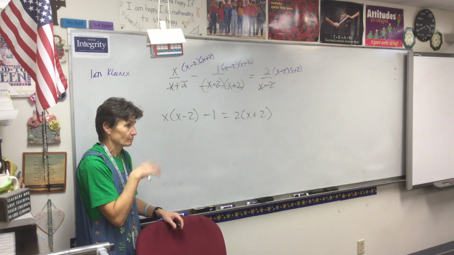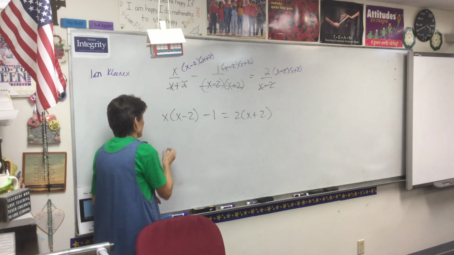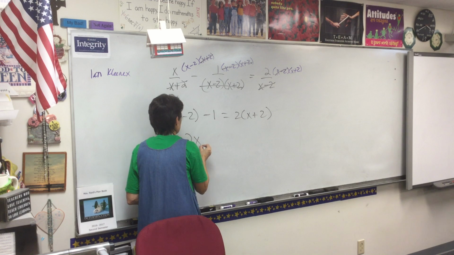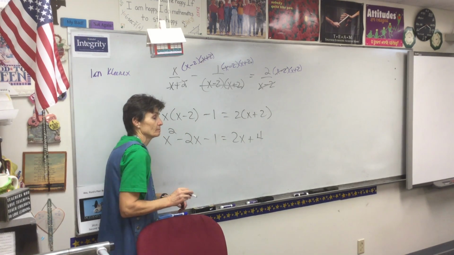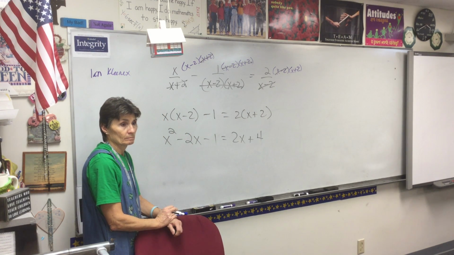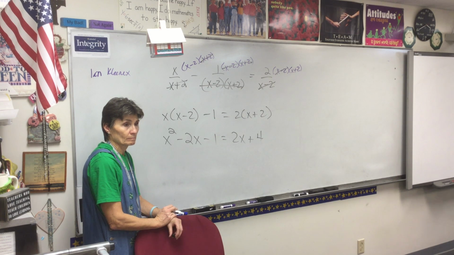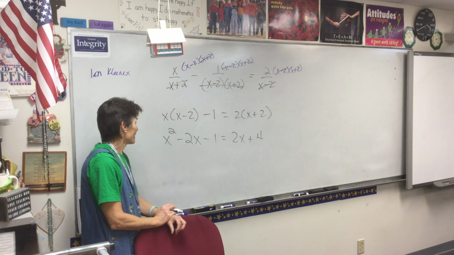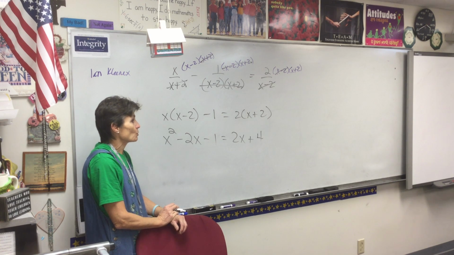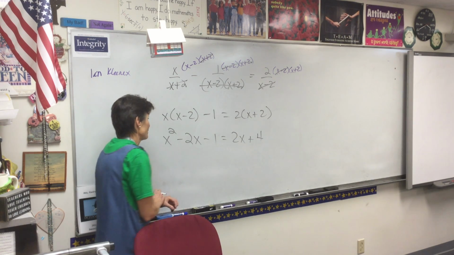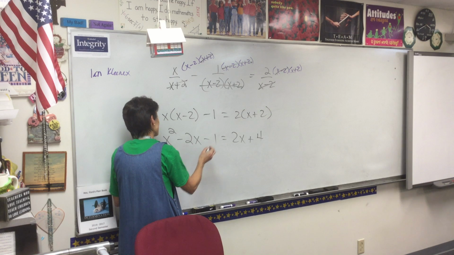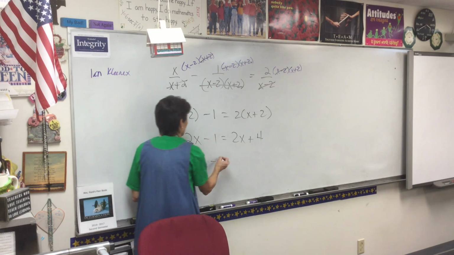So then what do we do? Distribute and solve. So x squared minus 2x minus 1 equals 2x plus 4. Andy, you with us? Yes. So now what do we do now? We have an x squared equation, so what has to happen? It's got to be set equal to 0. So we're going to move the 2x over. That is not 0, people. You're subtracting 2x. So that's negative 4x minus 5.